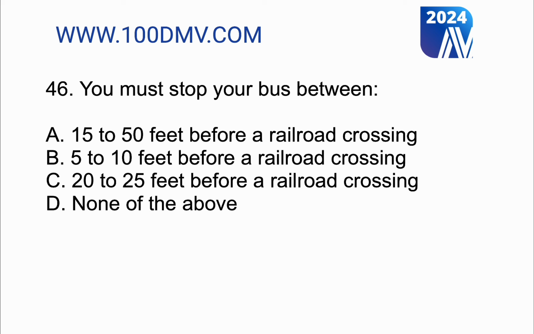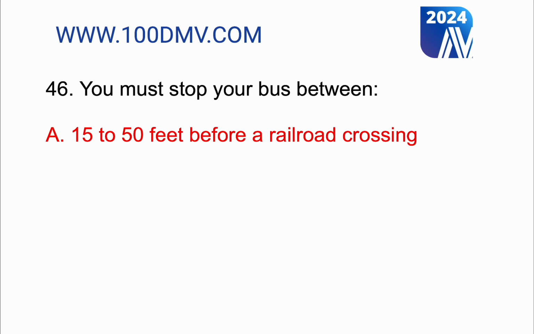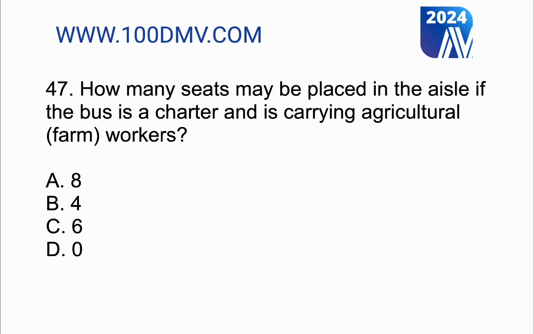46. You must stop your bus between. A, 15 to 50 feet before a railroad crossing. B, 5 to 10 feet before a railroad crossing. C, 20 to 25 feet before a railroad crossing. D, none of the above. Correct answer. A, 15 to 50 feet before a railroad crossing.